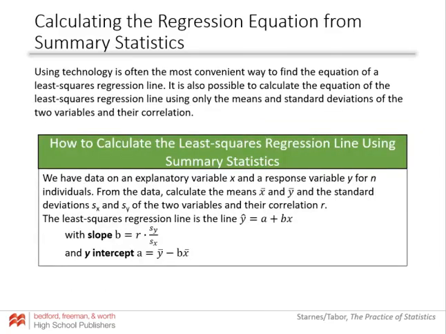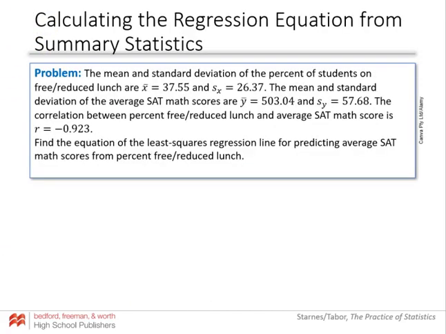All right. Now, you will not have to sum residuals and do that, but there is a way to find a regression line using summary statistics. So if we have the mean and standard deviation for both our x values and our y values, we can use these two formulas to come up with the least squares regression line. And so let's look at an example.